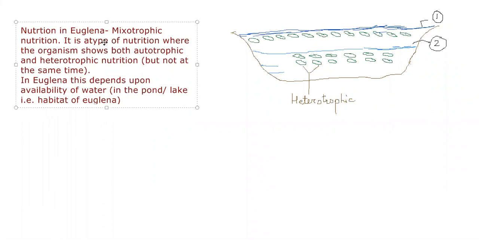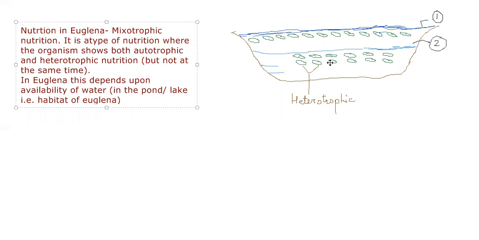what happens when this euglena is put in ponds or lakes, or is living in ponds or lakes? It is the amount of water, or the availability of water, which determines what kind of nutrition there would be. The euglena at the surface would show autotrophic nutrition, and the euglena which are under begin to attack the other euglena.